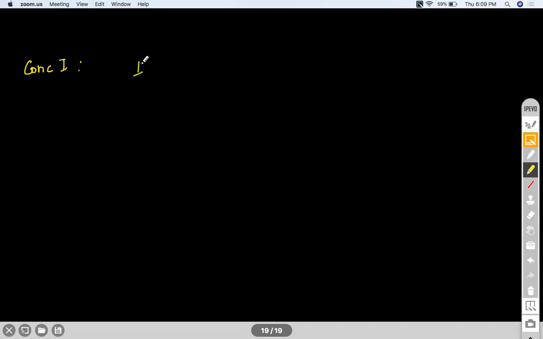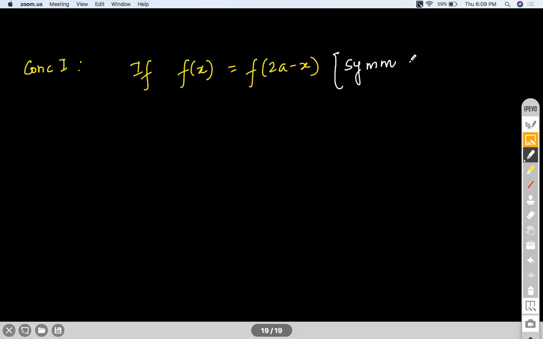First conclusion is, if your function satisfies this functional equation, that is f of x is f of 2a minus x. Now, when does a function satisfy such kind of functional equation? When it is symmetric about x is equal to a. This will be satisfied when the function is symmetrical about the line x equal to a.